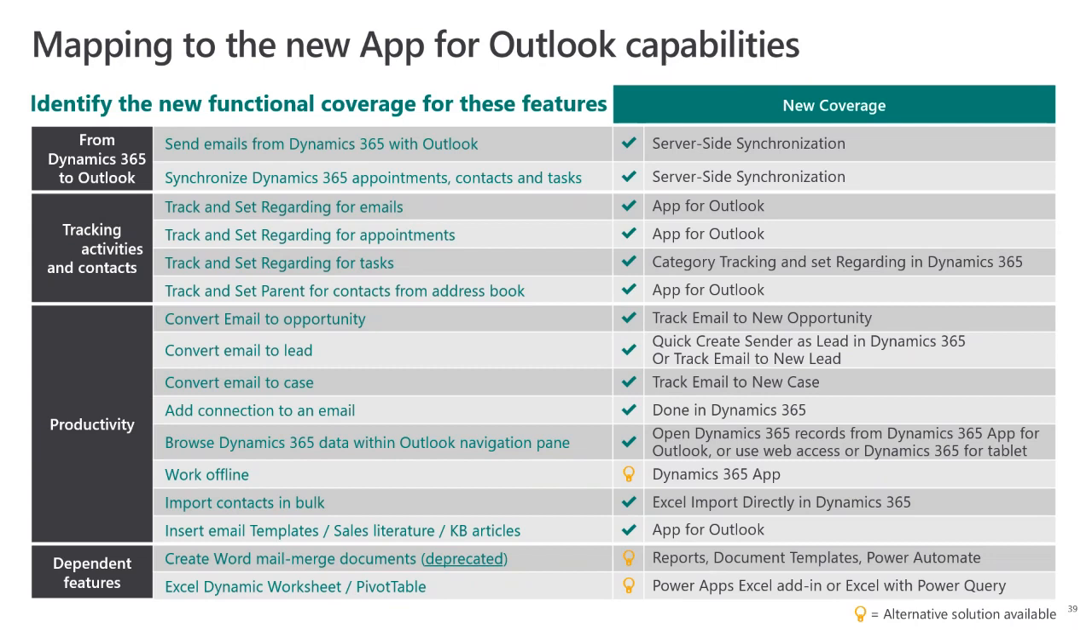And now for some of the dependent features, for example, Word mail merge. You can use SSRS reports in Dynamics 365, document templates, and also Power Automate, and we'll discuss that in more details in a bit. And for dynamic worksheet and pivot table, you can use the Power Apps Excel add-in, or you can use also Power Query in Excel to retrieve data dynamically from Dynamics 365 and the Common Data Service.